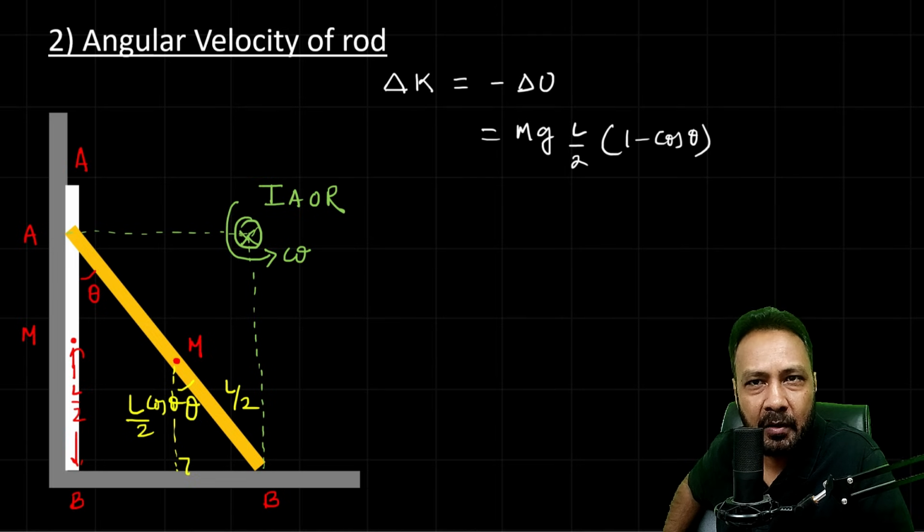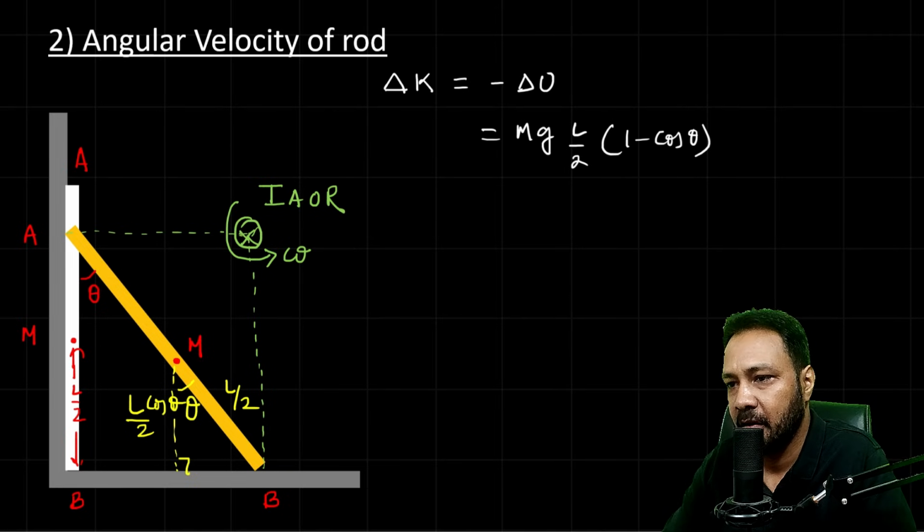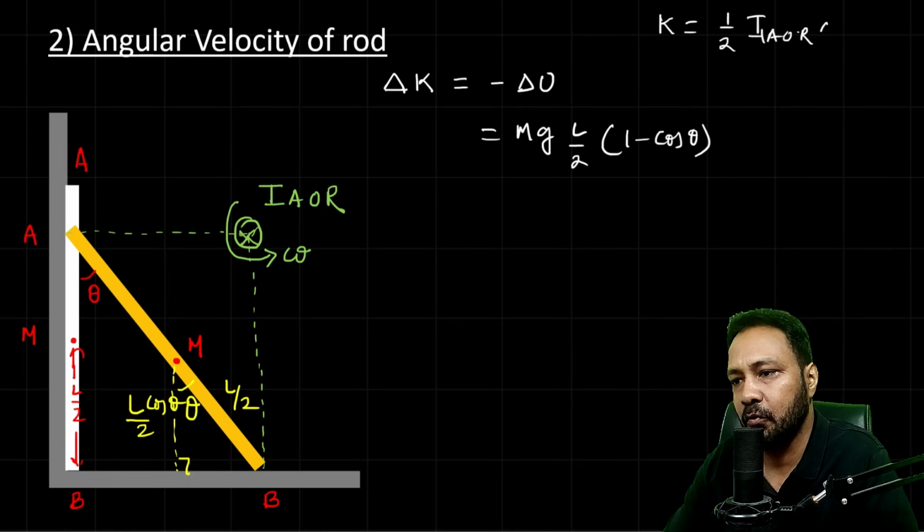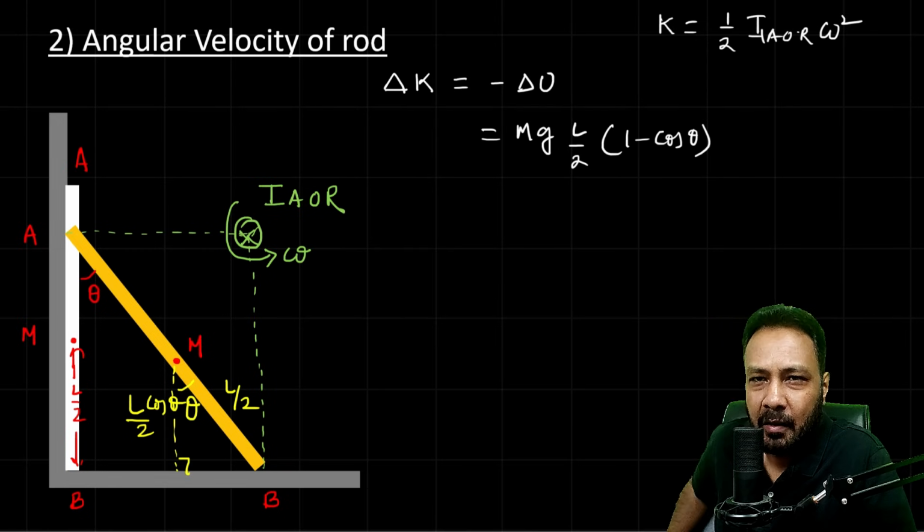If I am looking from the IAOR, the expression for the kinetic energy K would be half I about the IAOR into omega square. And from any other point, if I had to write kinetic energy, I would have to write K equals half m v_cm square plus half I_cm omega square. I don't want that complexity, so that's why I am looking from the instantaneous axis of rotation.